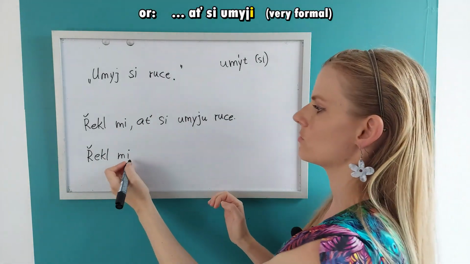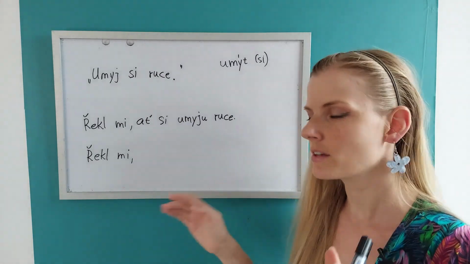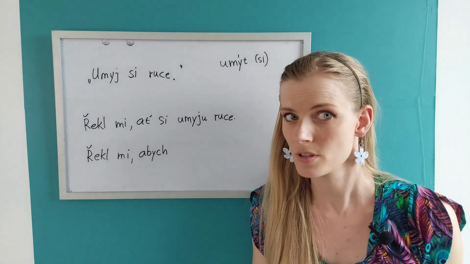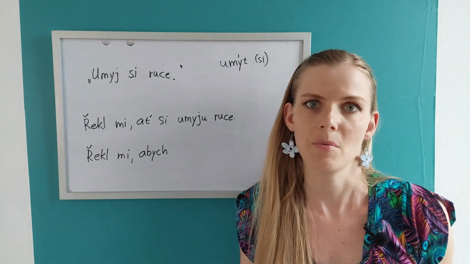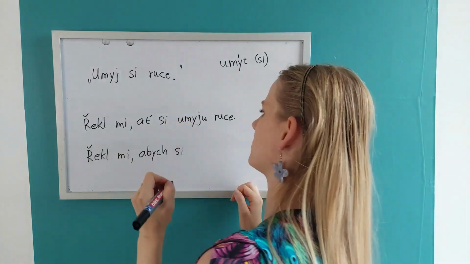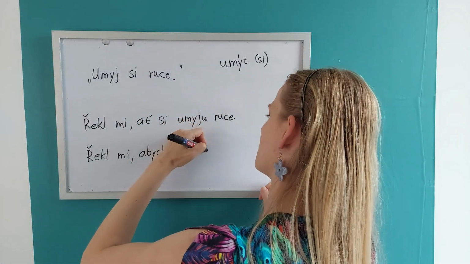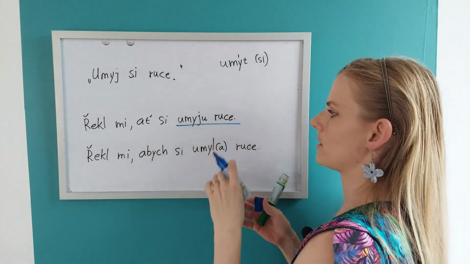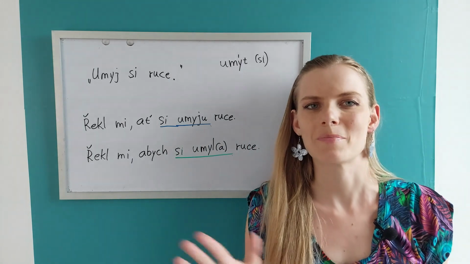The second option would be with abych. Řekl mi, abych. And do you remember what follows? We would use a part of a past tense. Řekl mi, abych. Si again. Abych si umyl or umyla ruce. Once again, this was the future tense. And this was the form for the past tense.